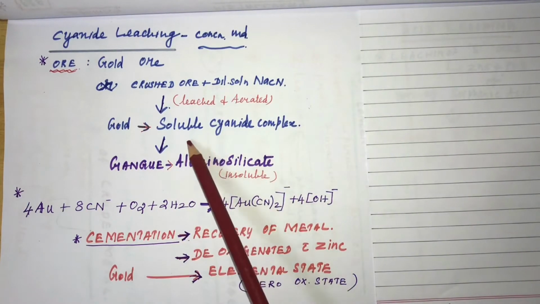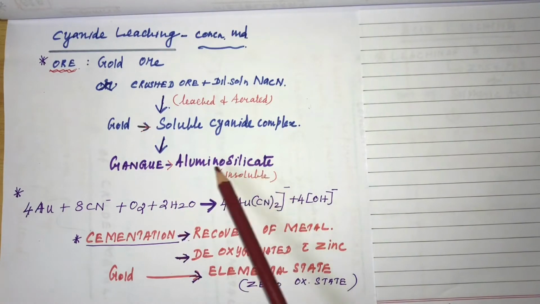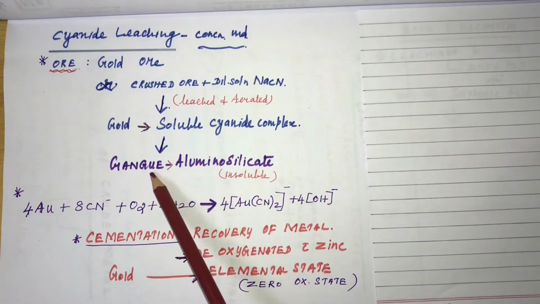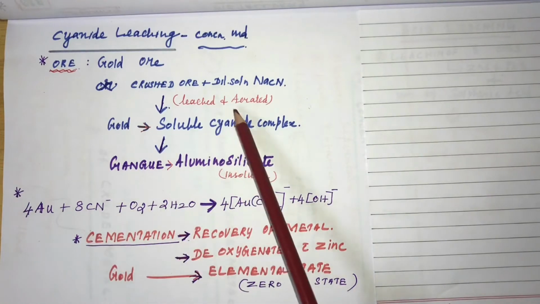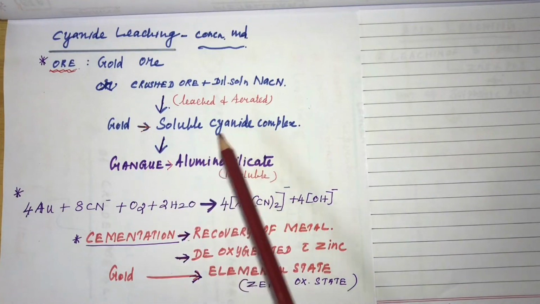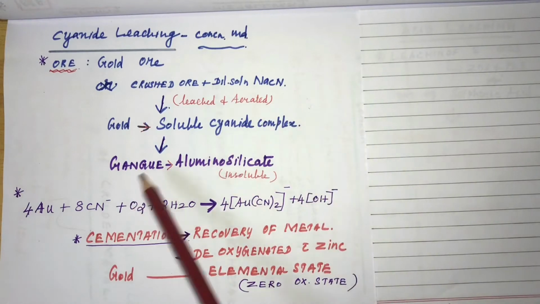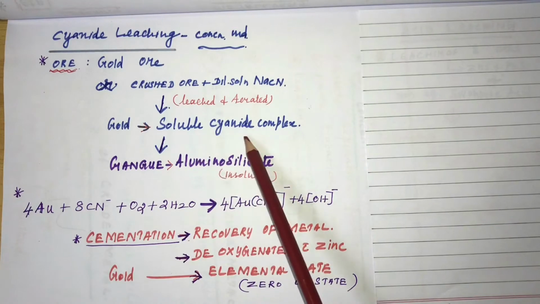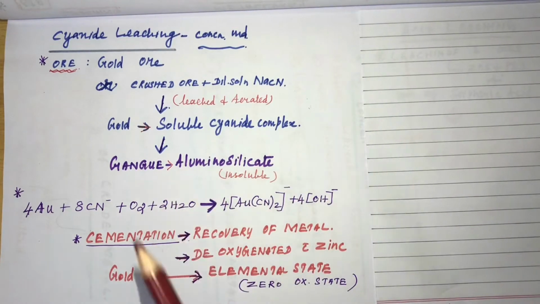இந்த மாதிரி cyanide complex form பண்ணதுனால it's leaving behind insoluble aluminosilicate as an unwanted material that is called gangue. Now we are going to write this reaction, that is the crushed ore treated with dilute solution of sodium cyanide as a suitable solvent. It gets leached and aerated, forming soluble cyanide complex, leaving behind aluminosilicate as a gangue.